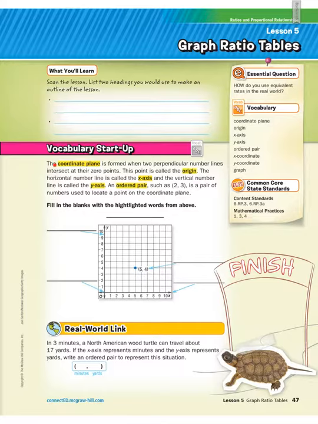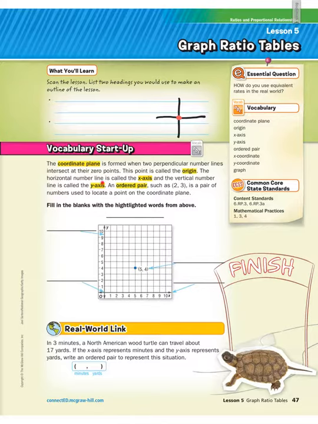First, it says the coordinate plane is formed when two perpendicular number lines intersect at their 0 points. Now, perpendicular means they form right angles. So think of this as perpendicular. And that forms an ordered pair. So the point is called the origin. So origin is where the 2 points meet, marked by that red dot.